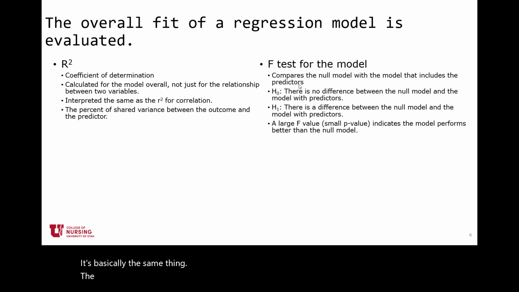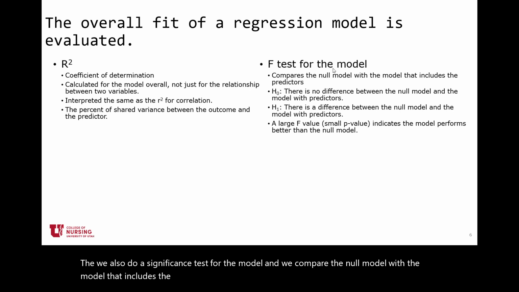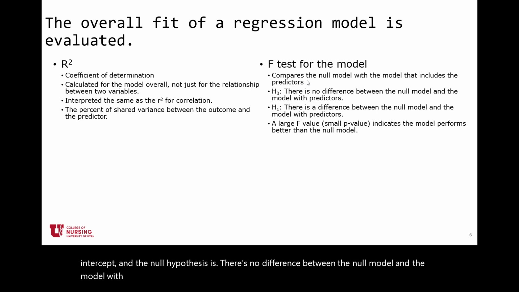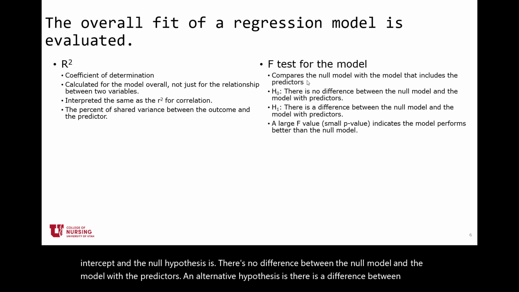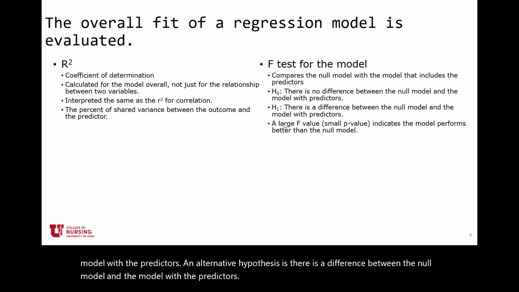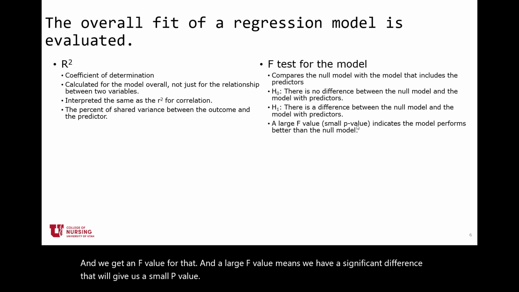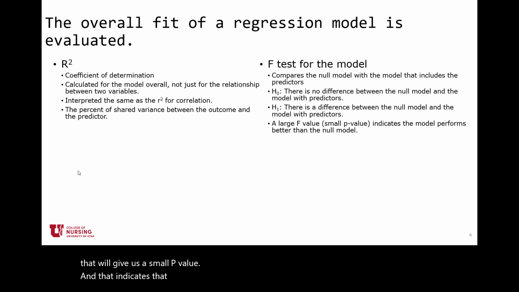We also do a significance test for the model, and we compare the null model with the model that includes the predictors. So the null model in this case is a model that just has the intercept, and the null hypothesis is there's no difference between the null model and the model with the predictors. An alternative hypothesis is there is a difference between the null model and the model with the predictors. And we get an F value for that, and a large F value means we have a significant difference. That'll give us a small P value, and that indicates that our model performs better than just the null model alone.